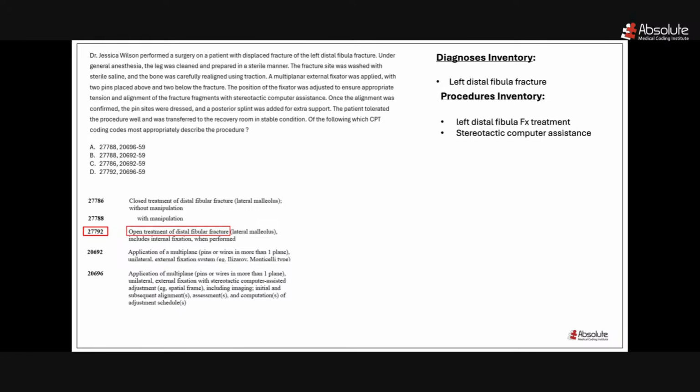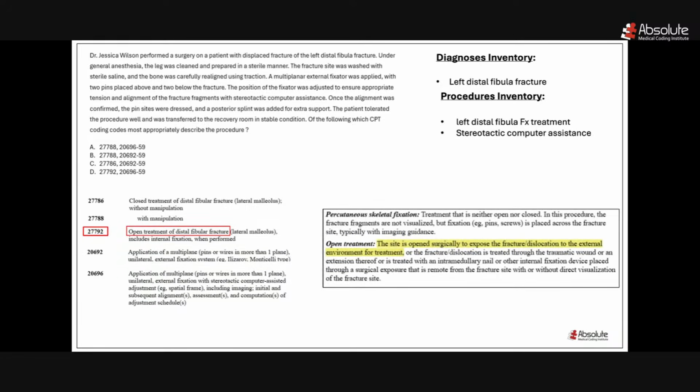Right? Great. So let's have a look at the definition for an open treatment. What is an open treatment? As I previously said in the beginning, open treatment is when the site is opened surgically to expose a fracture or dislocation to an external environment for treatment. Or also it can be for a fracture or dislocation treated through a traumatic wound or extension.